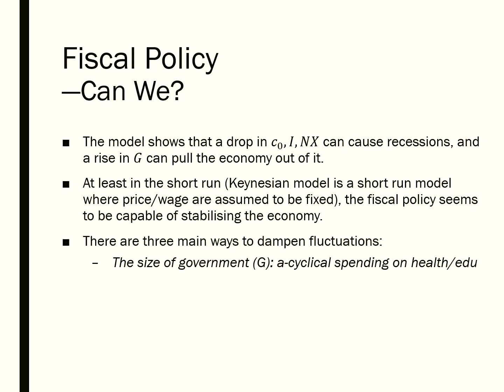Nevertheless, there are three main reasons why the effect is dampened. The first one is the size of government, G. Most of it is acyclical, because spending on health and education is not changeable that easily. It is basically written into the law that the government has to pay for healthcare and education, at least in the UK. You can't change that part as much as you want. They are acyclical. That means no matter what, you will have to spend these.